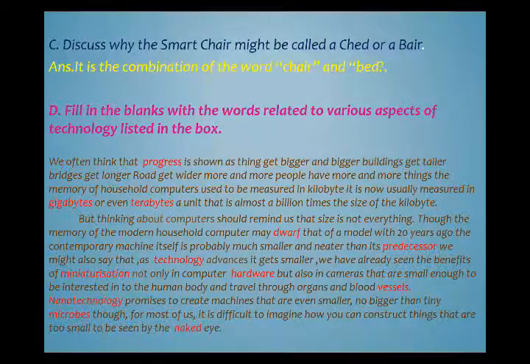Nanotechnology promises to create machines that are very small, no bigger than tiny microbes. Though for most of us, it is difficult to imagine how you can construct things that are too small to be seen by the naked eye.